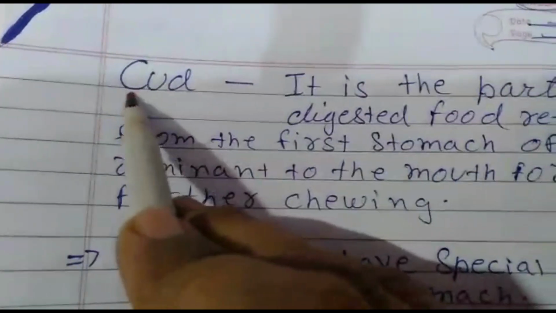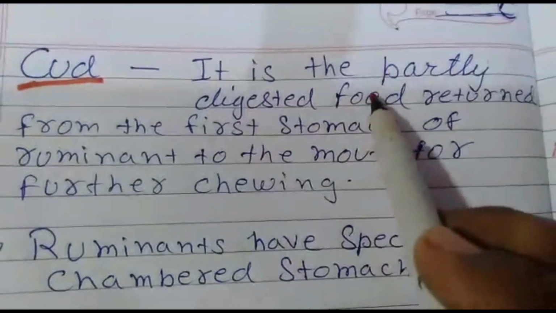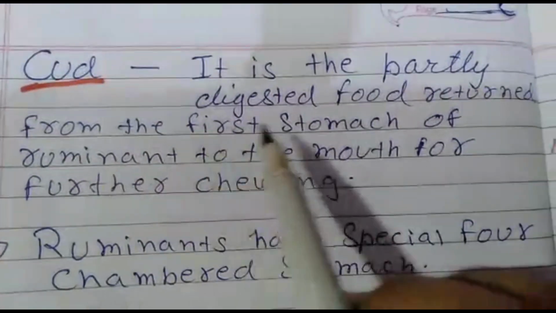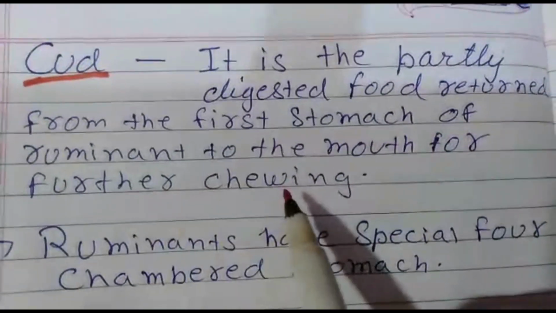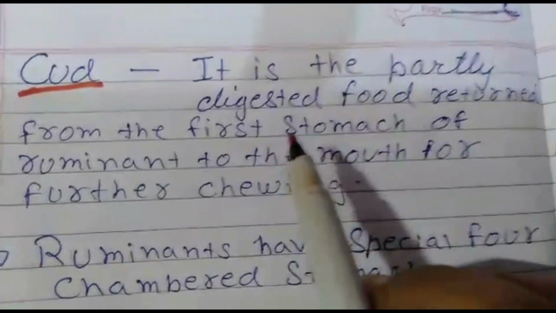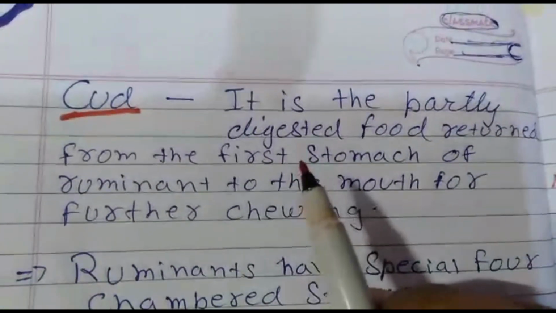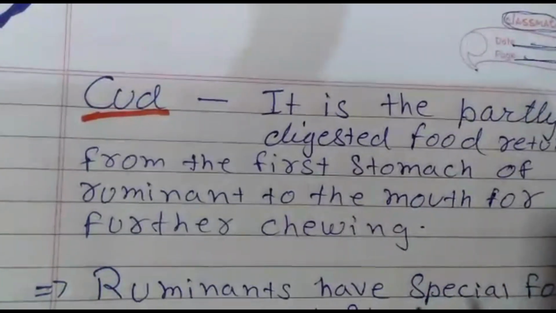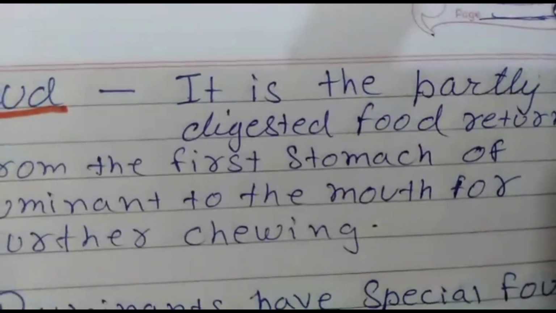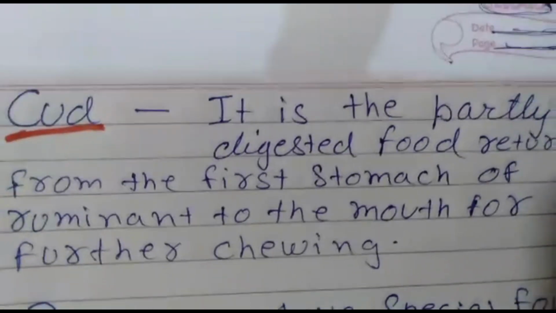Now what does the curd mean? Here the curd means the partially digested food returned from the first stomach of the ruminant to the mouth for further chewing. What does it mean? Have you all seen cows and buffaloes take the grass and eat it hurriedly? They graze in the field, and afterwards, when they sit idle, they do the chewing process. In Hindi we call it जुगाली.